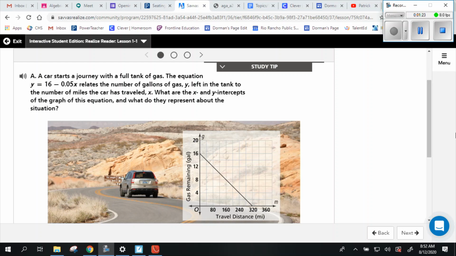What do the x and y intercepts say about this? So it's really what the question is asking. So let's look at these two things. Let's look at the y-intercept, right? And of course, that's where it crosses the y-axis, right there. Well, what does it represent in the situation? Well, I believe that represents a full tank of gas, right? Number one, you got a full tank of gas.